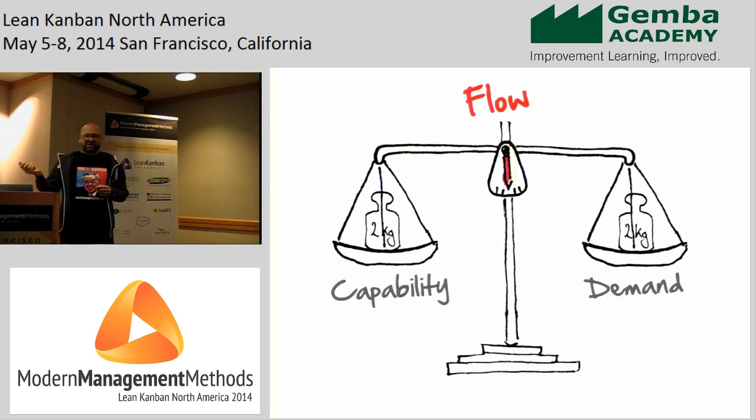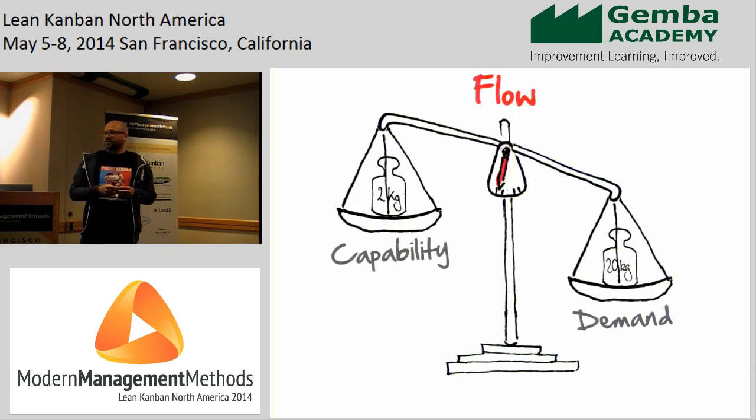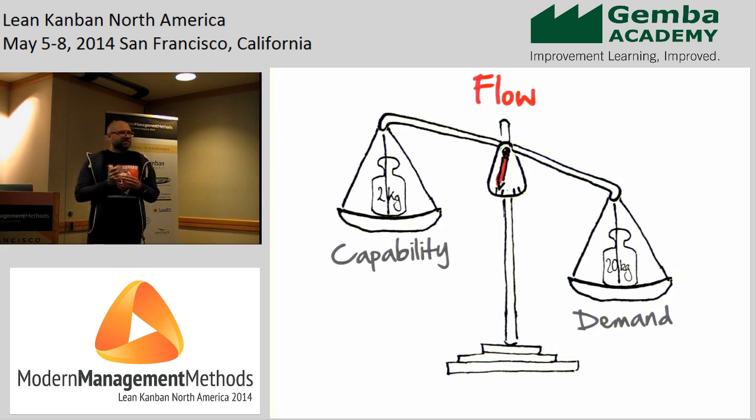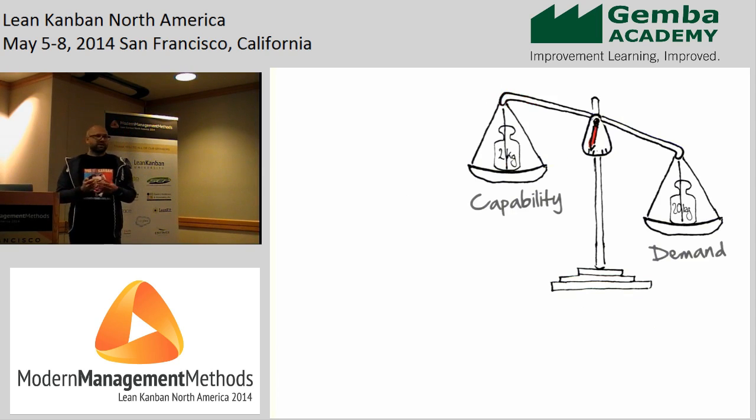And if you have a picture like this, then you're lucky, then you have good flow, but usually the picture looks like this. You have way more demand than capability, and that means you have a flow problem. Now the question, of course, is what can we do to improve our flow? And there are basically 3 strategies.